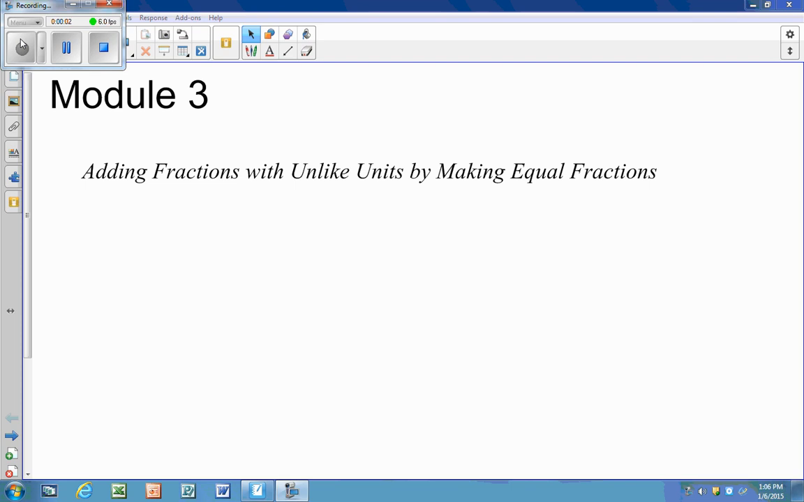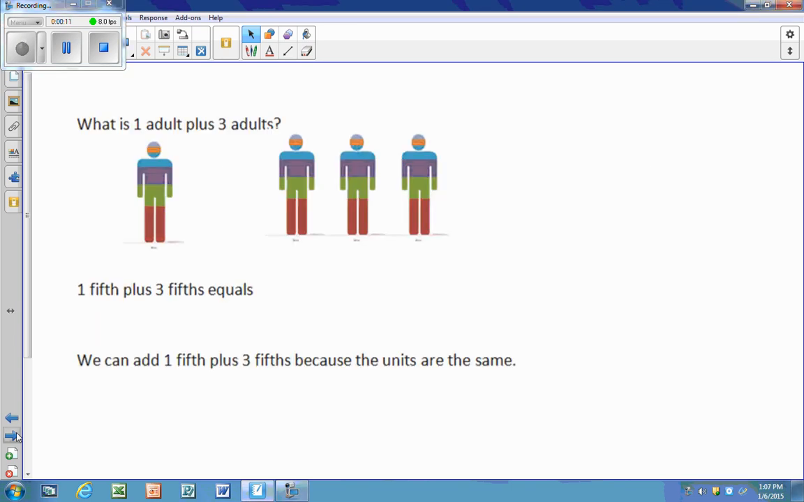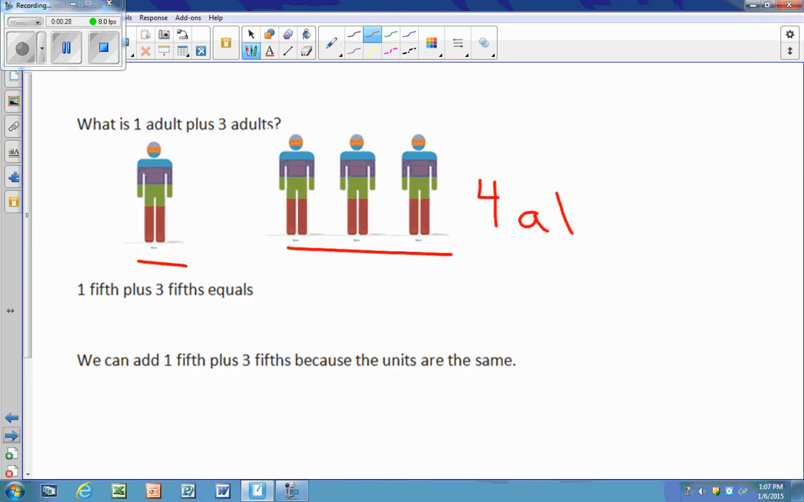This is Module 3, Lesson 5. We're going to add fractions with unlike units by first making equal fractions using pictures. So I'm going to back up our lesson a little, and I'm going to point out that if I wanted to add one adult, so we have one adult right here, to three adults, if I asked you how much that is, you would tell me that it's 4 adults, because the adults are the unit.